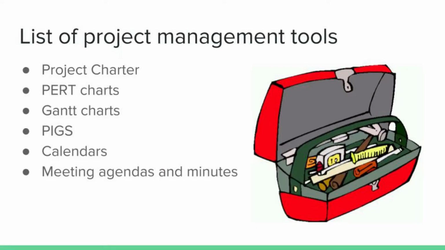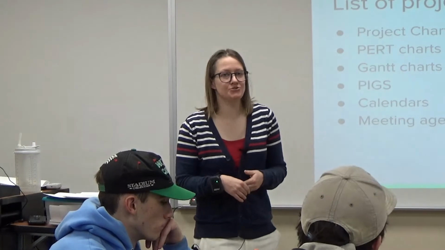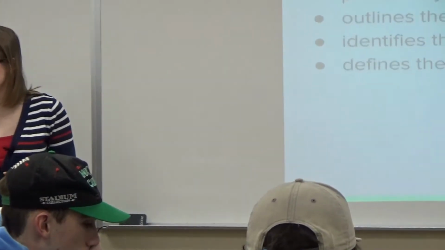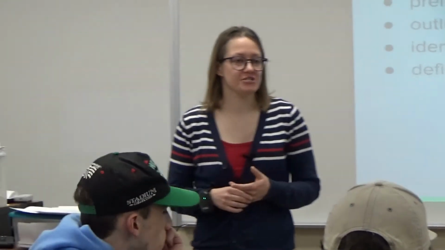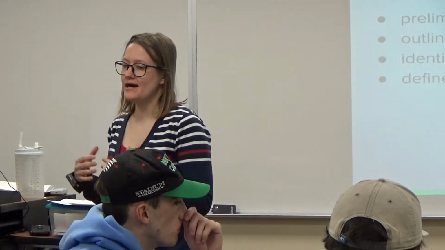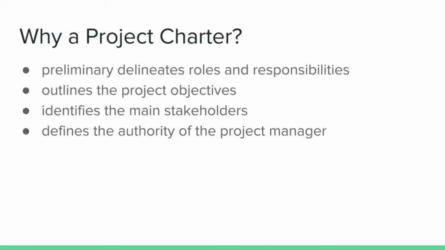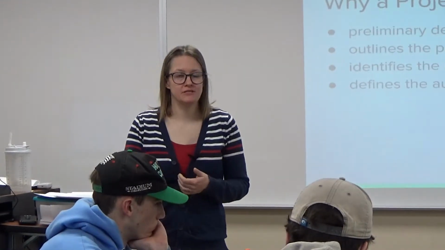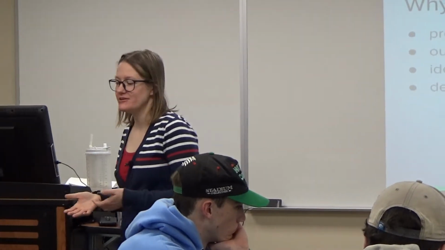And these are a list of tools that we'll talk about today. Project charters, PERT charts, Gantt charts, PIGs, calendars, and meetings. All right, these tools, if you use them, will help you. A project charter is essentially something that makes sure everybody's on the same page with your project. It talks about what the project is, what its goals are, what you have to deliver, who you have to deliver these things to, who is involved, who your stakeholders are.